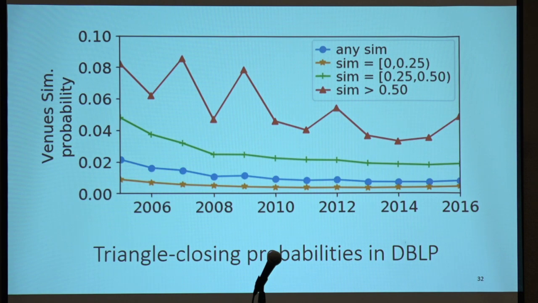We looked at triangle closing probabilities in the real DBLP graph based on similarities. We bucketed the similarities into 3 buckets. Also, we calculated the unconditional probability here, which is just all the triangles that close divided by all the possible triangles. So as you can see, if we have more similarity, it will be more likely for a triangle to be closed, but for less similar nodes, it will be less likely, even less than unconditional.